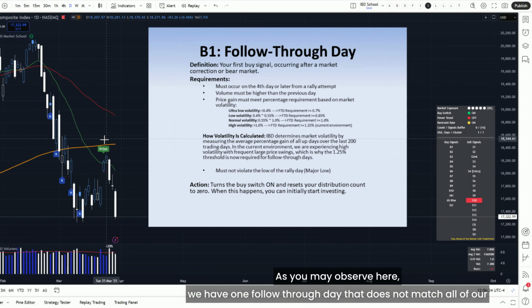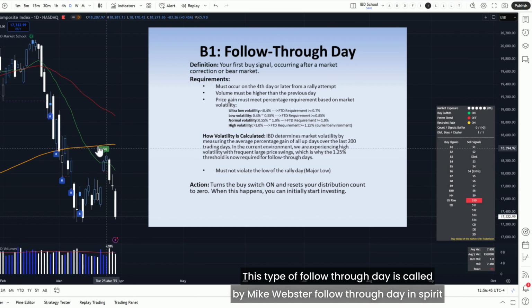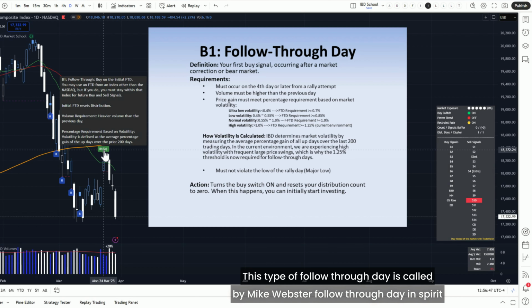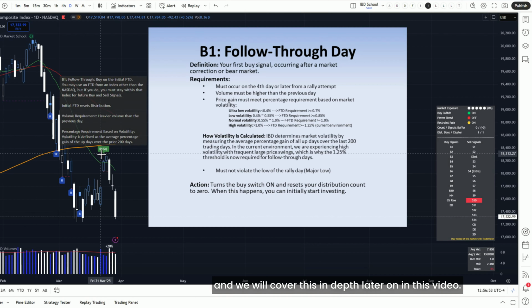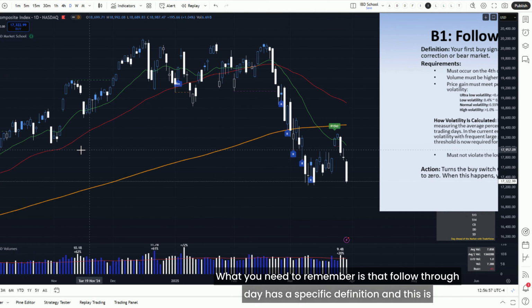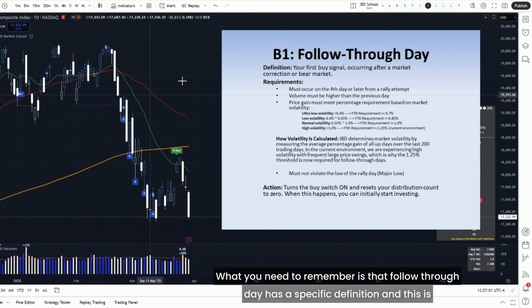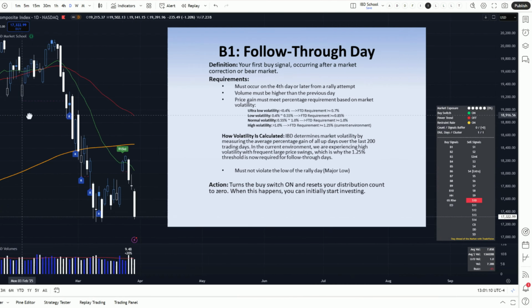As you may observe here, we have one follow-through day that does not match all of our criteria and actually does not have volume higher than the previous day. This type of follow-through day is called by Mike Webster a follow-through day in spirit, and we will cover this in depth later in this video. What you need to remember is that a follow-through day has a specific definition, and this is what we use here.